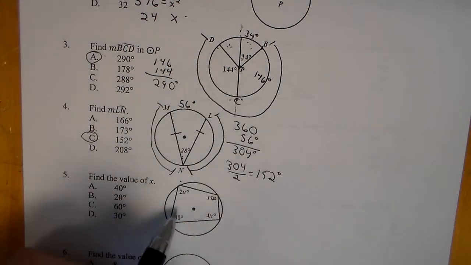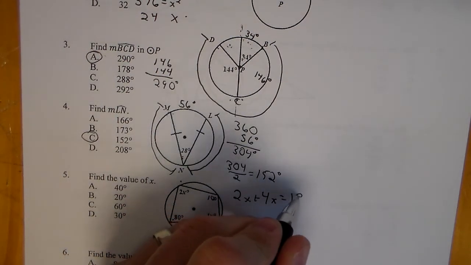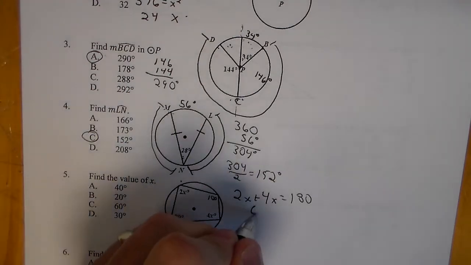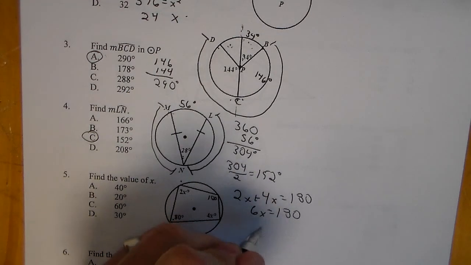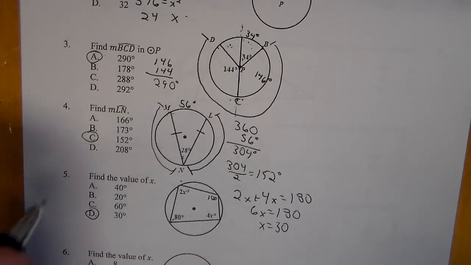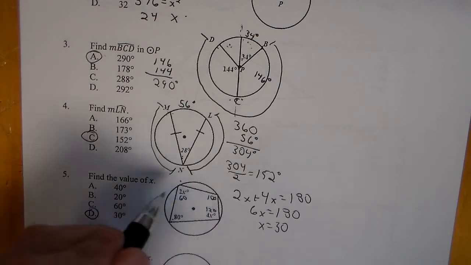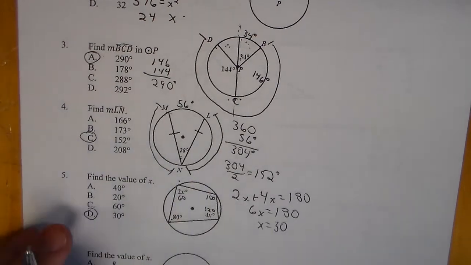But what it really gets to is the 80 doesn't affect the 2x and the 4x. We're going to say that 2x plus 4x equals 180. So 6x equals 180, x equals 30 degrees, which is our answer. If we went back and checked, you'd get 60 and 120, and those are also supplementary.